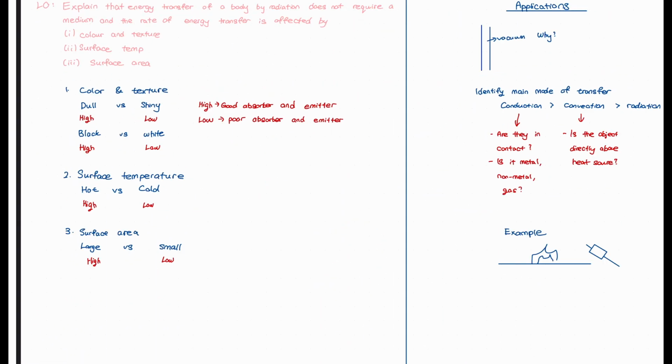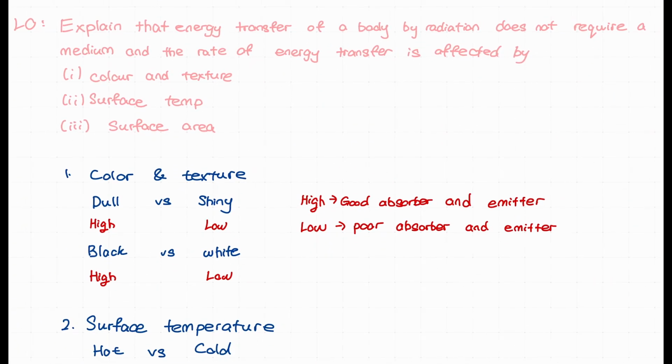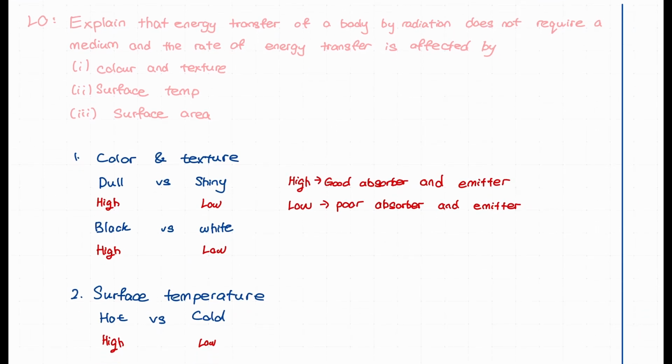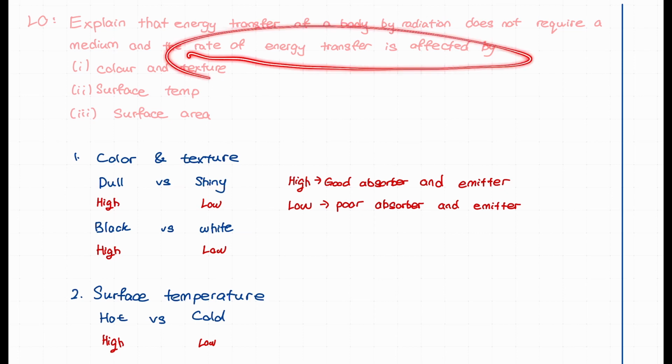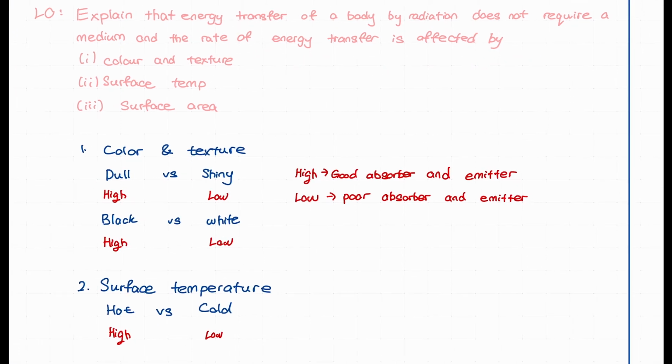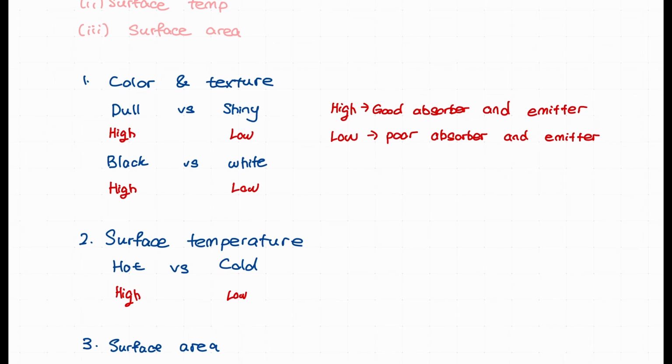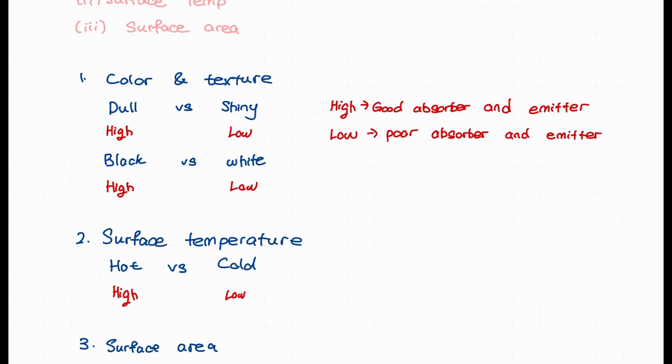After convection, we also have radiation. Transfer via radiation: what you need to know is, first, it does not require a medium. And second, what are the factors affecting the rate of energy transfer? There are three main things affecting your radiation. The color and texture.